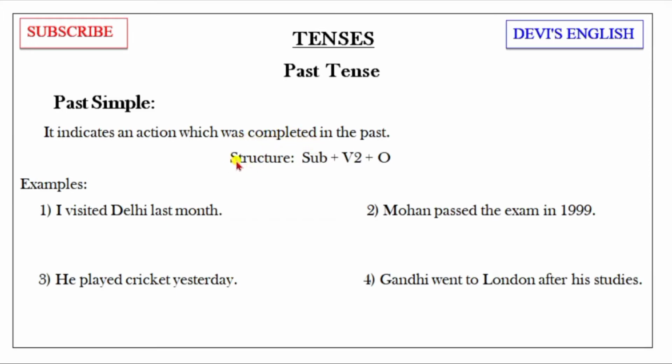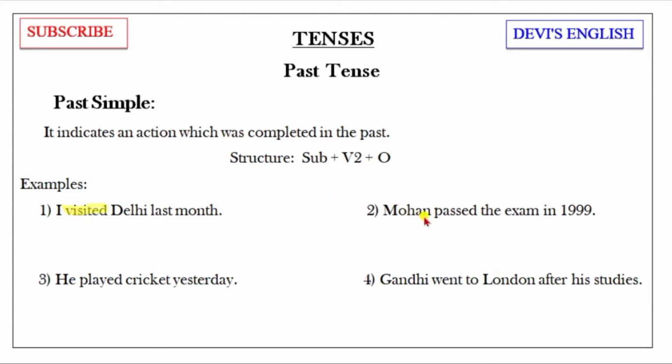What is the structure of it? Subject plus verb 2 plus object or other part of the sentence. So, examples according to the structure: I visited Delhi last month. Here, visited is the verb 2, the action word we used here. So it is in simple past, and it also indicates that the action was completed in the past.